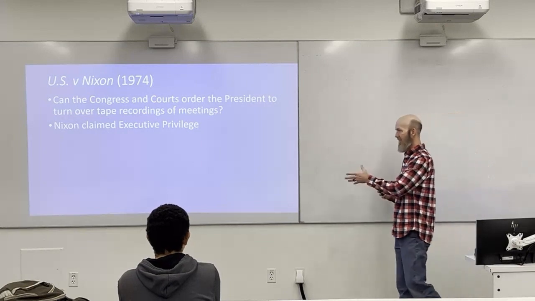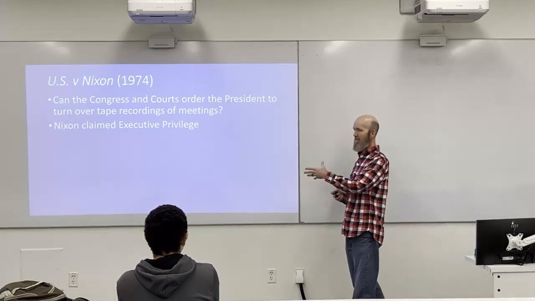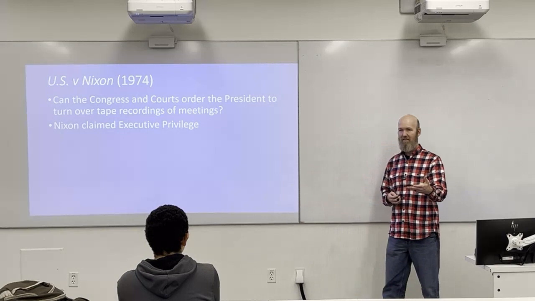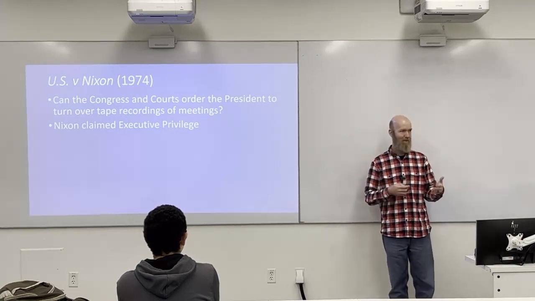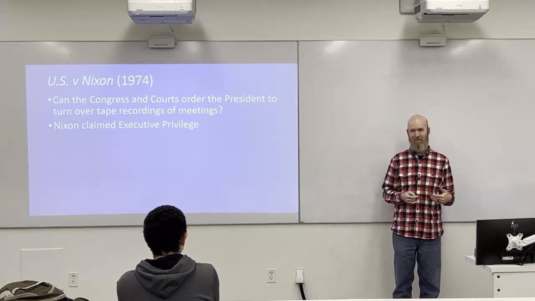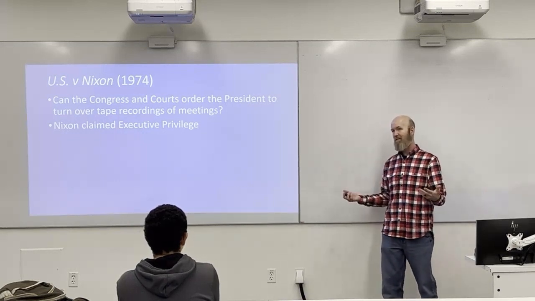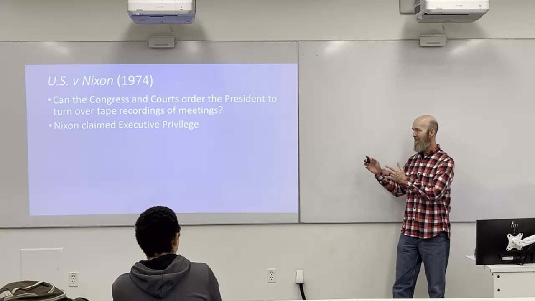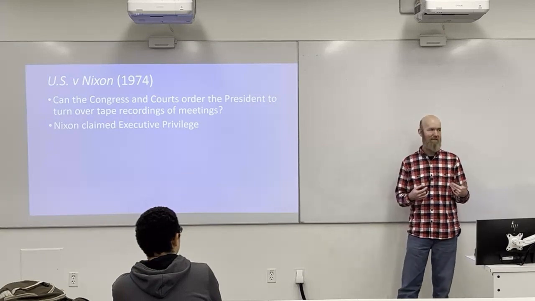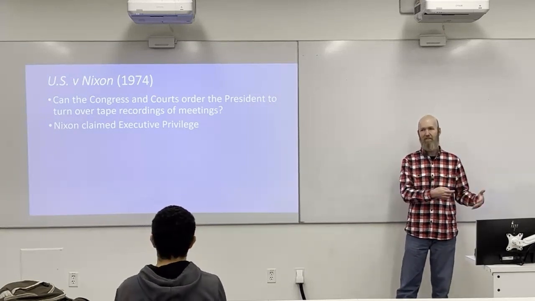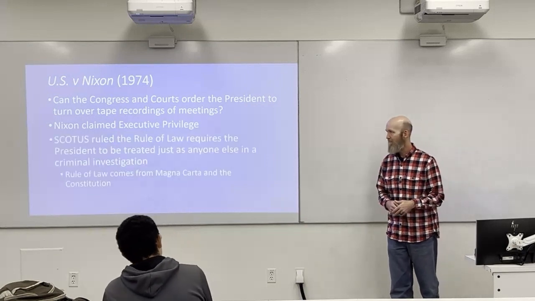Nixon is claiming executive privilege, that the courts and the Senate who are investigating cannot have power over the president. That's part of our whole checks and balances system. And that if the courts or the Senate can demand these tapes, that is giving them power over the presidency. He's saying, as the executive, he is privileged to keep executive department things private.